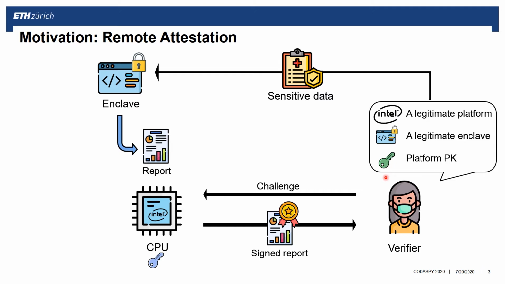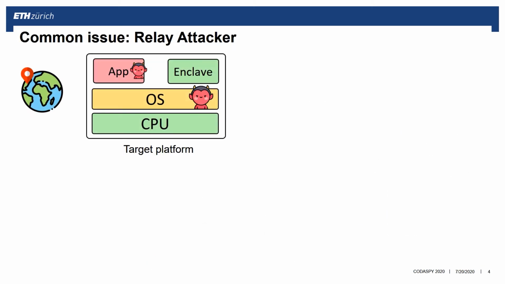But now as you see, the verifier only learns that she is talking with a legitimate platform, and this is a feature of EPID, or Enhanced Privacy ID, that hides the CPUs from the user. So users really don't know which specific processor they are talking with, and this can be exploited. This is a commonly known issue, and the specific attack we are talking about here is the relay attack. So let's look at the relay attack in a little more detail.